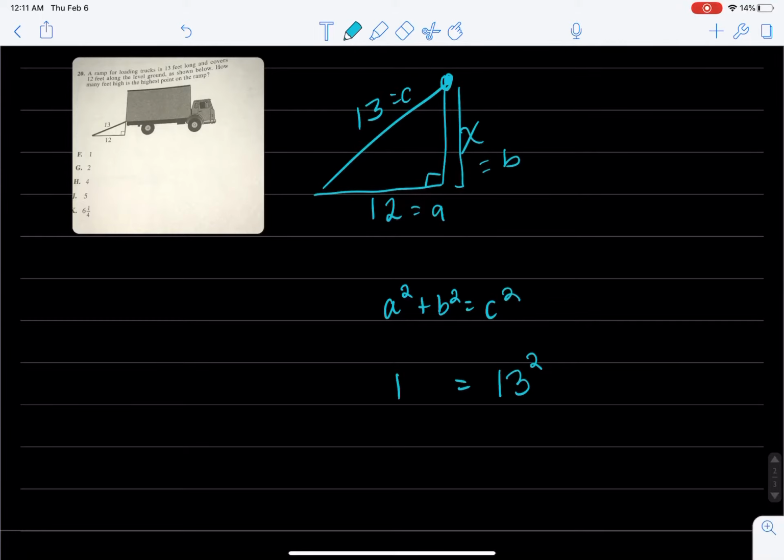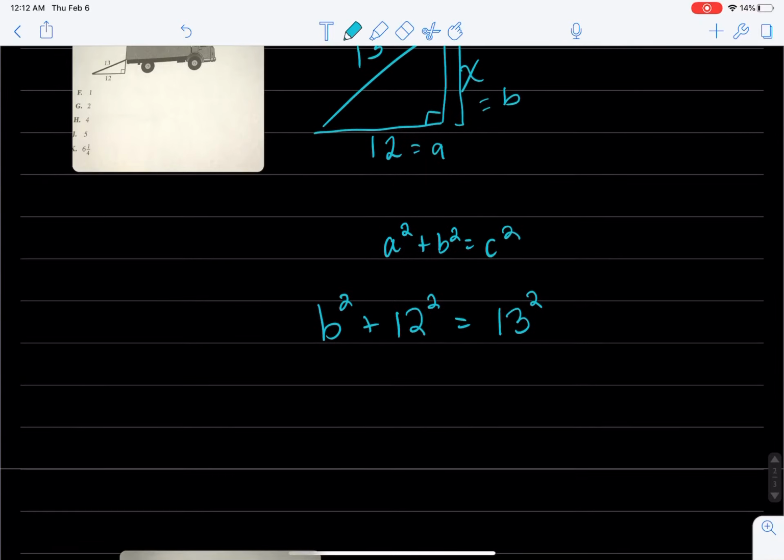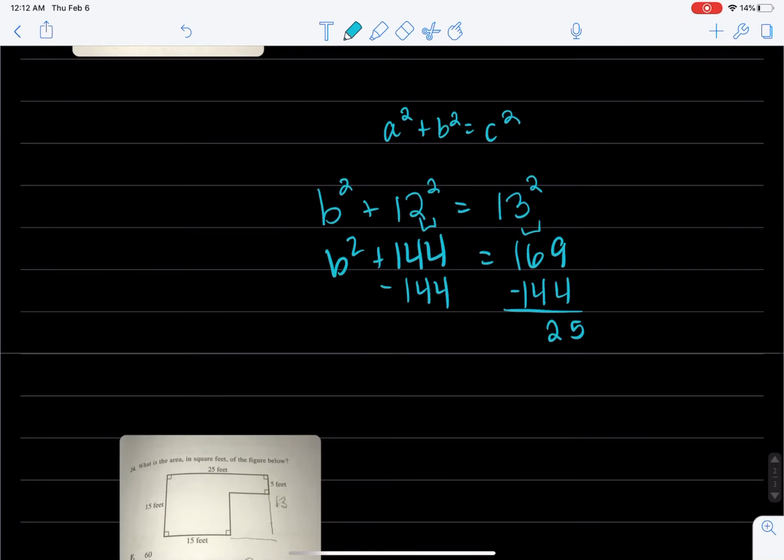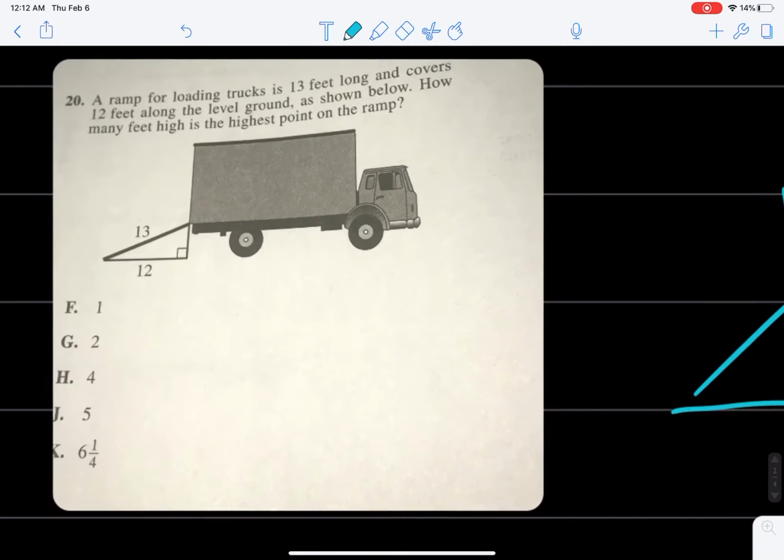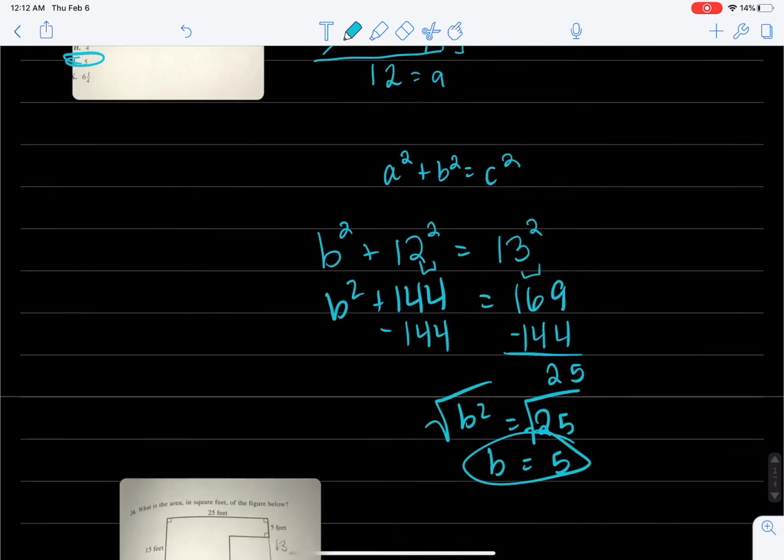And then you have 12 squared plus some unknown value, which we call b. So this is 169, 144, b squared. Okay, so I found what all of these were. Now I just do algebra. Okay, so I find that b squared equals 25. I find the square root of both sides. B equals 5. So the height is 5. So it's J.